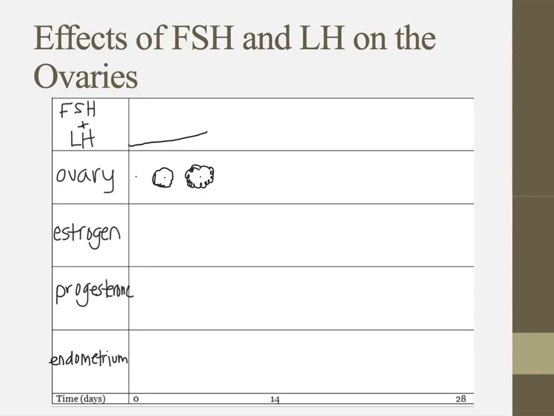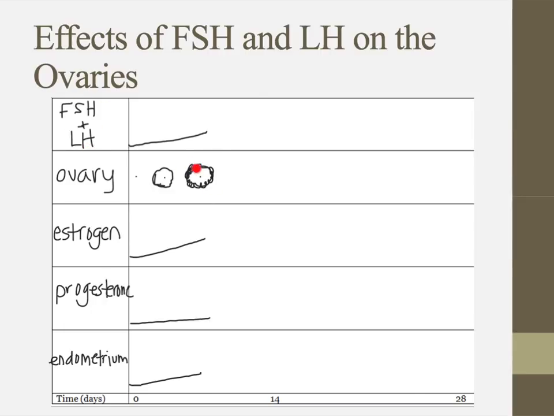So that follicle around the oocyte develops and starts to produce estrogen. As that follicle develops, estrogen is also going to be secreted. Estrogen causes the lining of the endometrium to thicken. Now, none of these things affect progesterone, so that's going to remain at low levels.